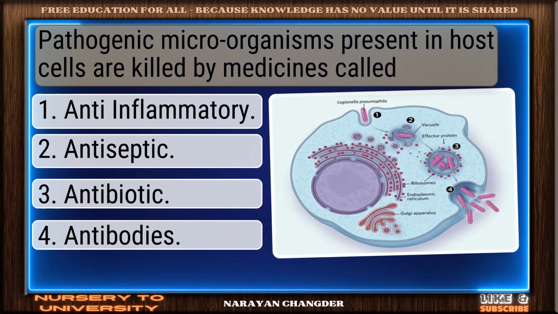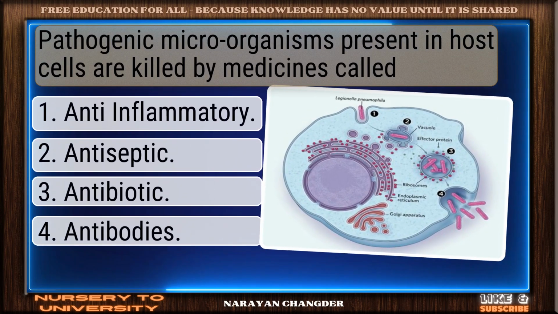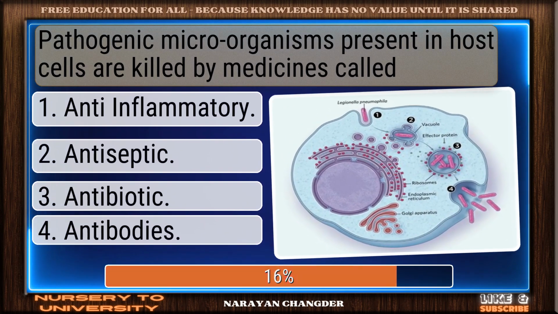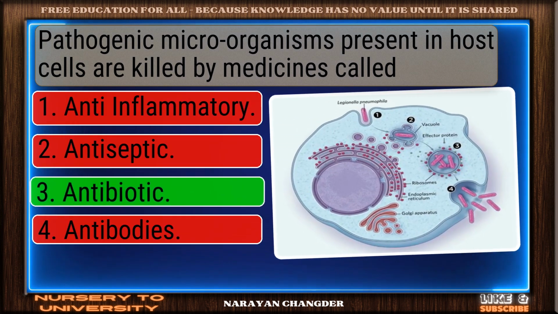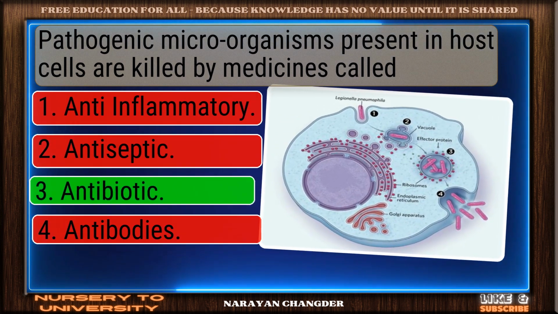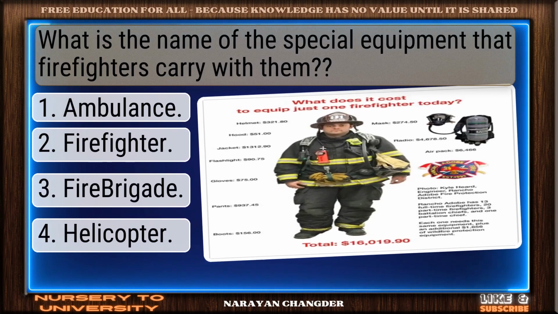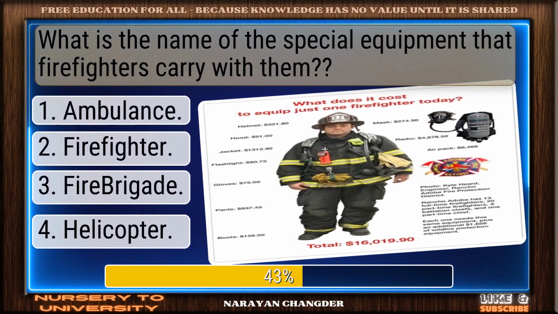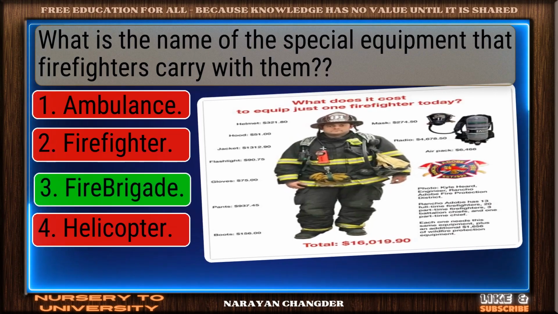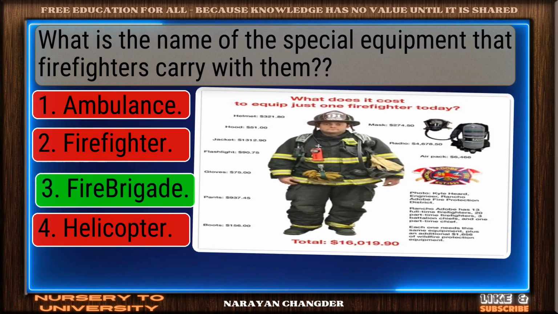Pathogenic microorganisms present in host cells are killed by medicines called dash. Exactly. Antibiotic makes sense and it is the right choice. What is the name of the special equipment that firefighters carry with them? Bravo. Fire brigade is the answer.